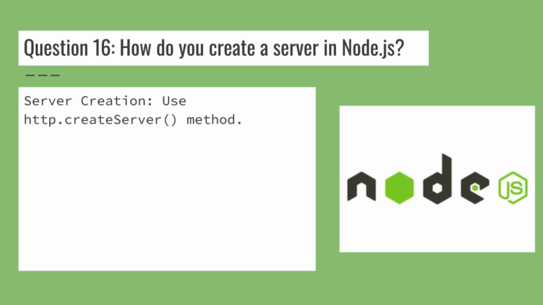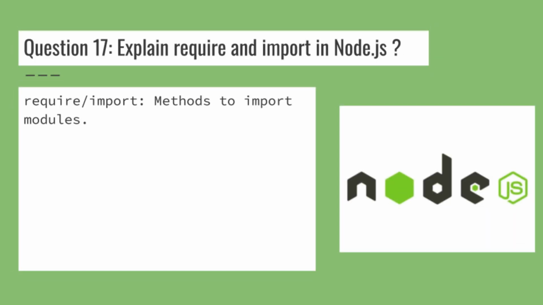How do you create a server in Node.js? To create a server, import the http module, then use the http.createServer function and listen on a specific port to start responding to requests. Explain require and import in Node.js.